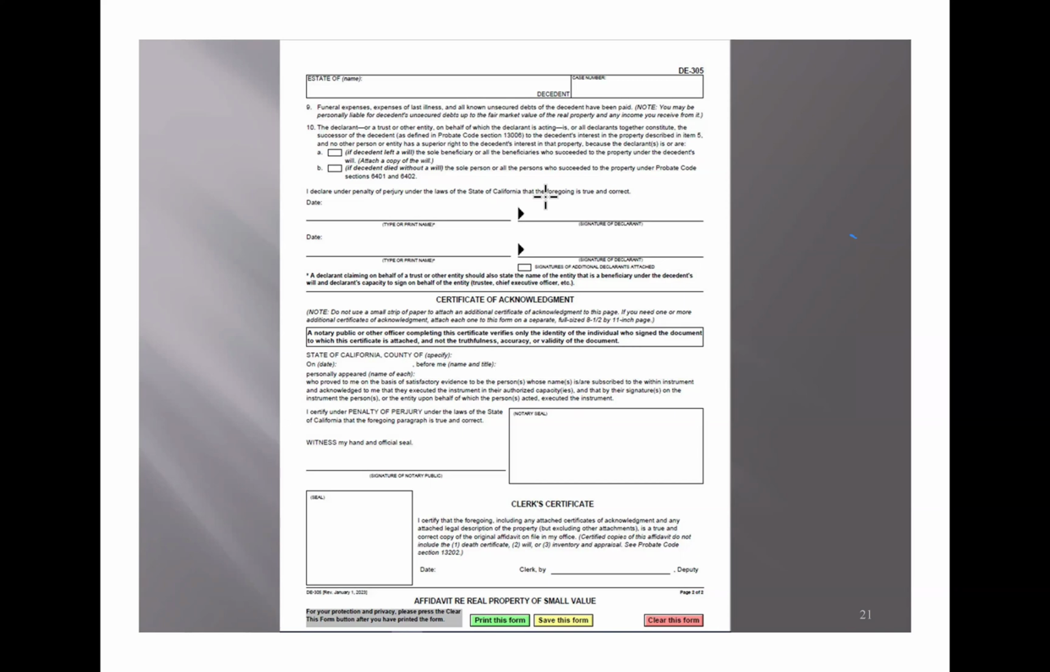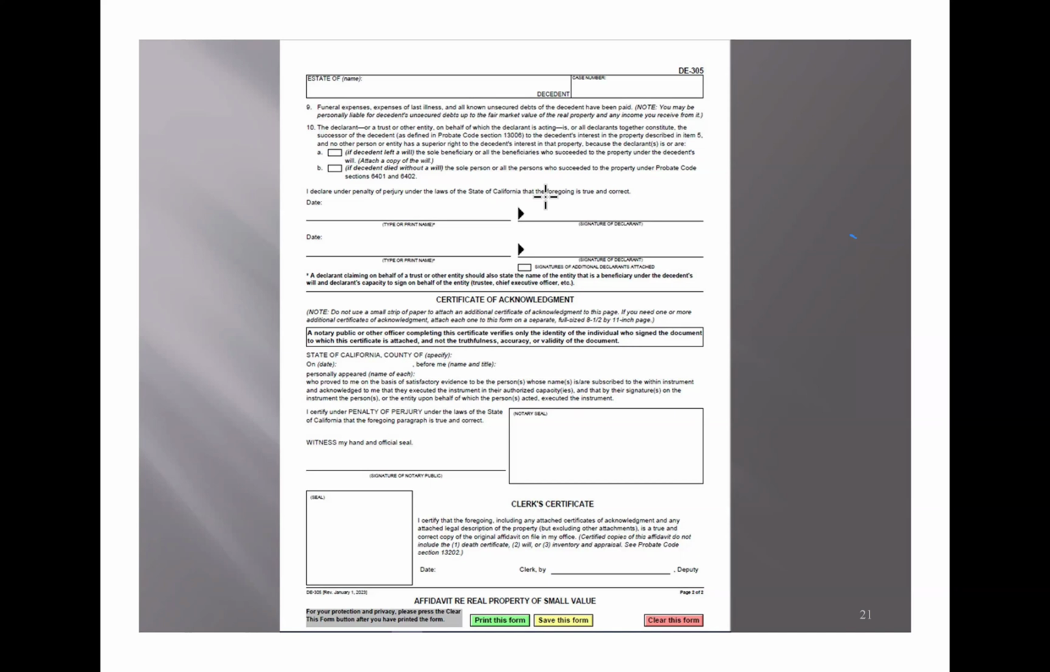In number 10, then you're going to explain how the beneficiaries are entitled to inherit. Either they're A, check that box if you have a will and they're listed in the will. If there's no will, then you check box B, okay, and you're saying, we are the people listed in those probate code sections and those charts of intestate succession that I talked about earlier that have the right to inherit.